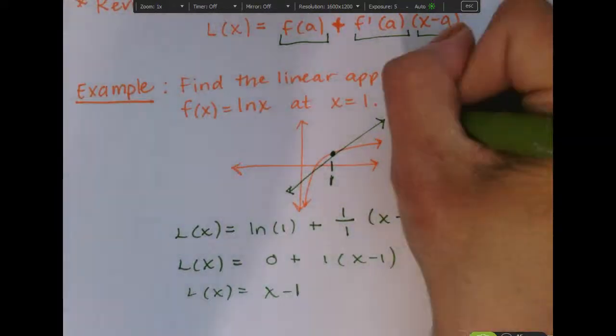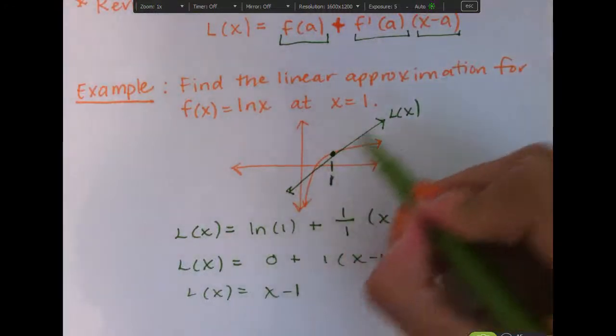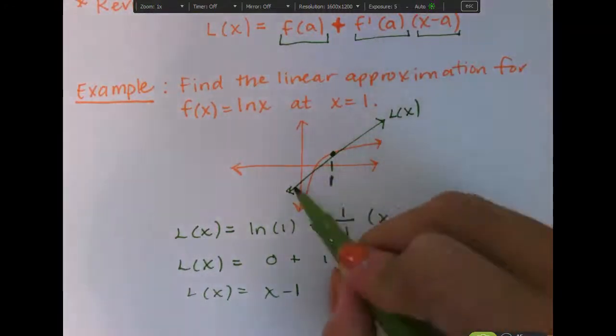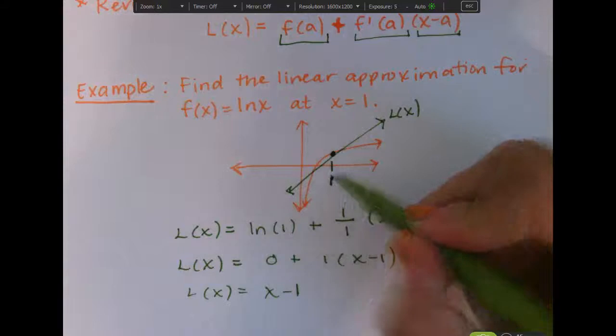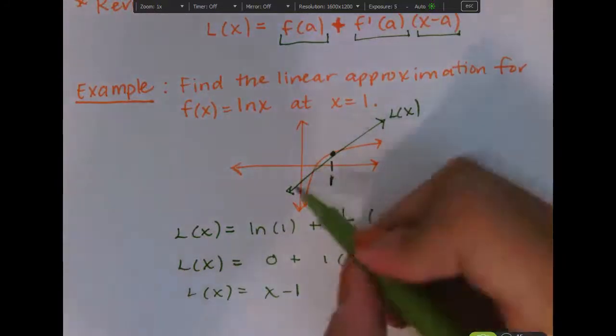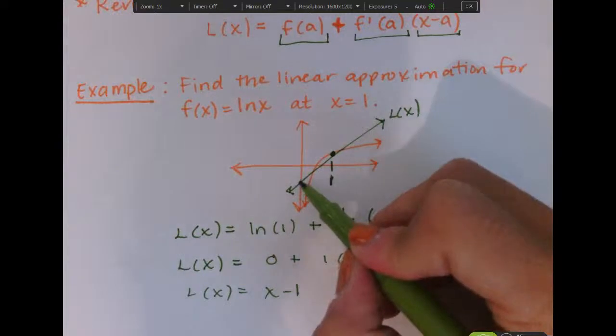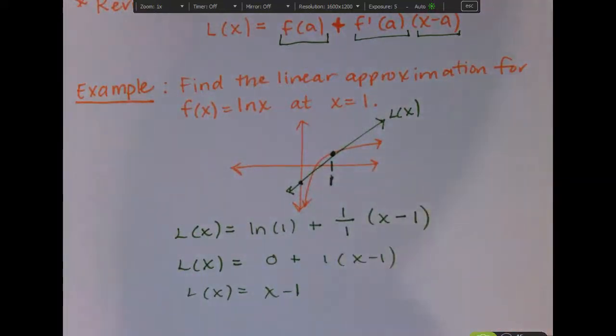So basically what that's saying is that the equation of this line that will approximate the behavior of the curve at x equals 1 will be x minus 1. Which makes sense. It's got a positive slope of 1, it's got a y-intercept at negative 1, so it seems reasonable. So that was the general idea of linear approximation.